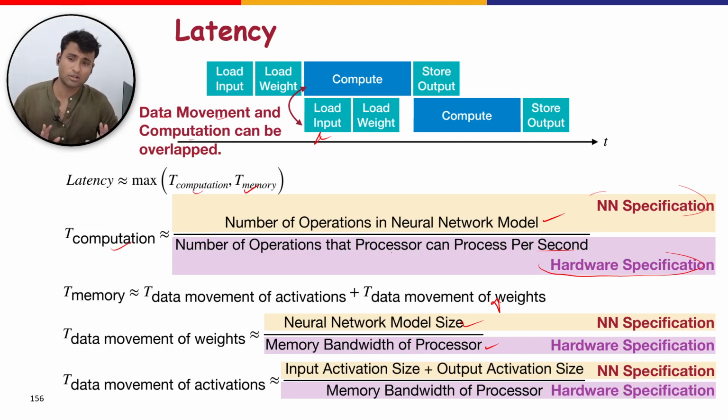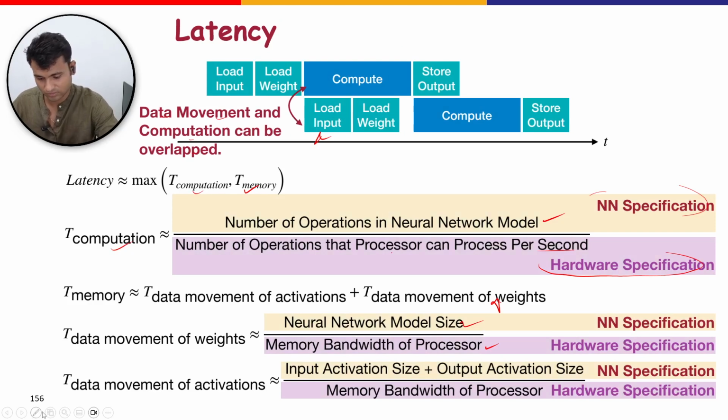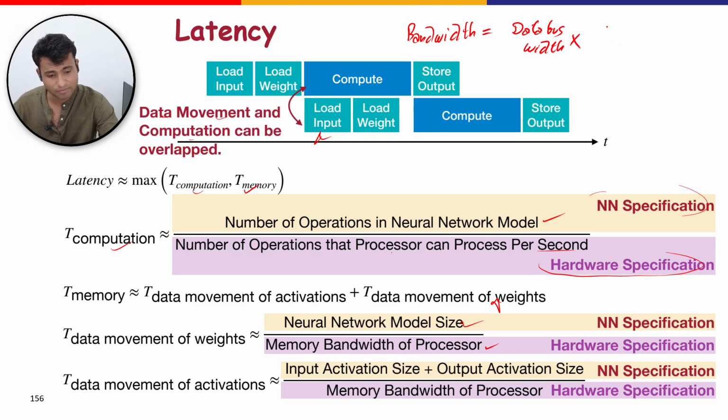As of now we are not discussing it, but I can simply write the formula. Let me take out the pen. It can be written as memory bandwidth is equal to data bus width multiplied by the memory clock speed, multiplied by the total number of channels which you're having.